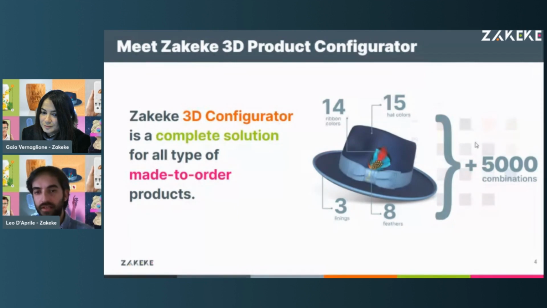For example, hat colors, ribbon colors, exceptional combinations of products that are unique and can be crafted and created by customers everywhere in an omni-channel way, because they can be created in store, online, on mobile devices, and also with AR. But then we will see afterwards with Gaia what exactly this means.